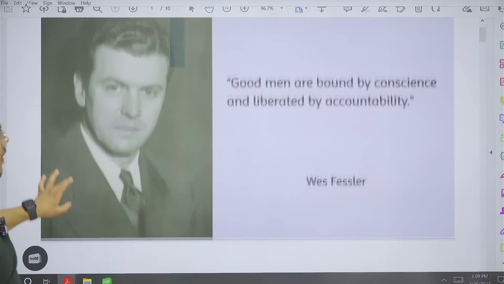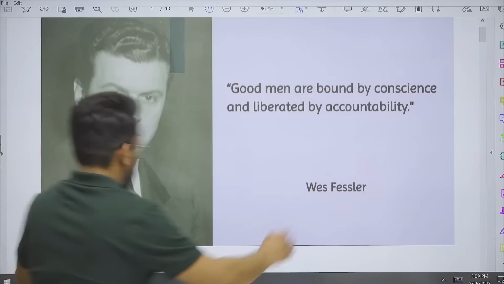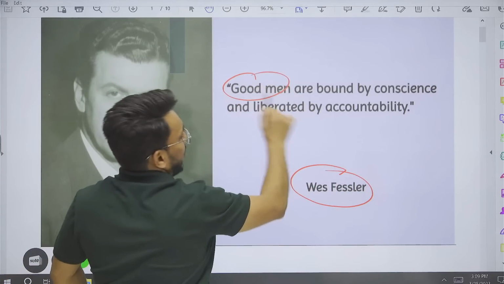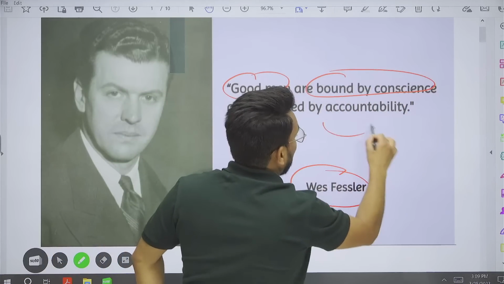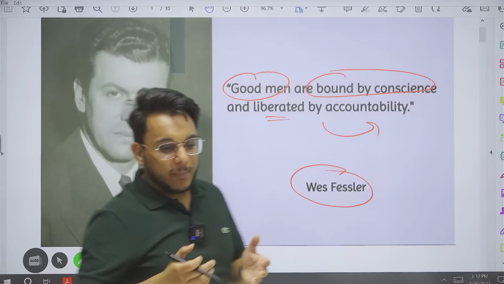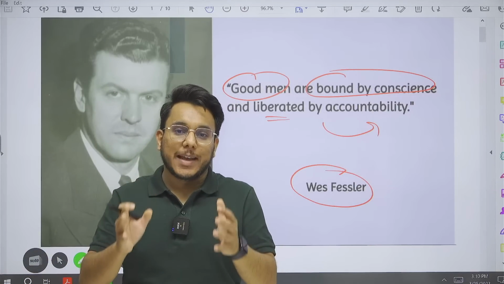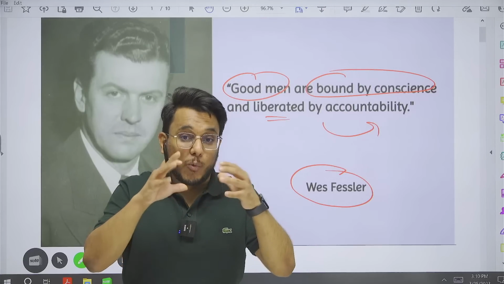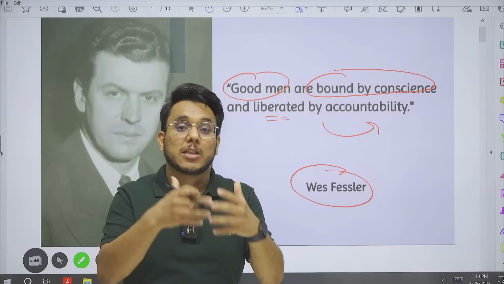Okay, so today we'll take the quotation from Wes Fessler. Wes Fessler says, good men are bounded by conscience and are liberated by accountability. Now, every person has to be bound. There need to be certain limits on what can be done and what should not be done. Now, basically how are those limits defined? Those limits are defined by the voice of conscience.